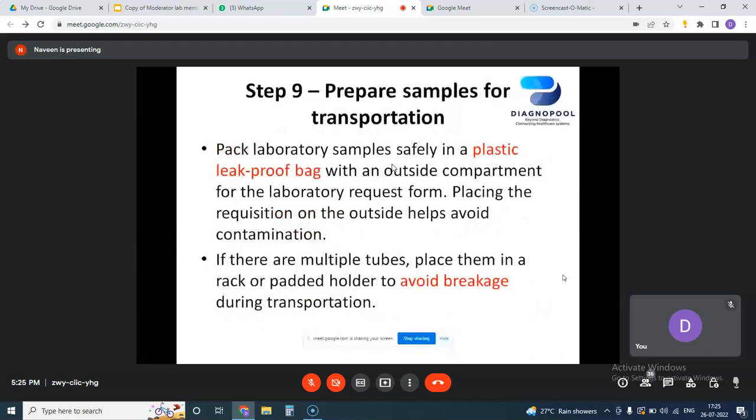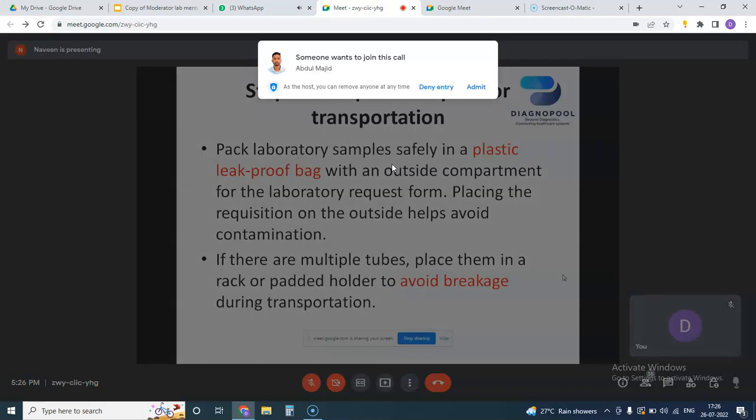And if the lab is a bit away, then you have to know the transportation. While transporting, always remember the plastic leak-proof bag should be used, and the request forms should not be very close to the blood samples, and the bag should be such a way that there is no scope for breakage.